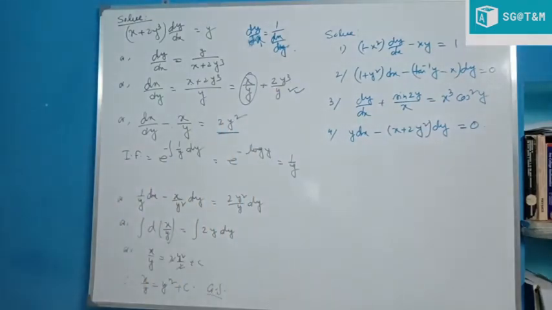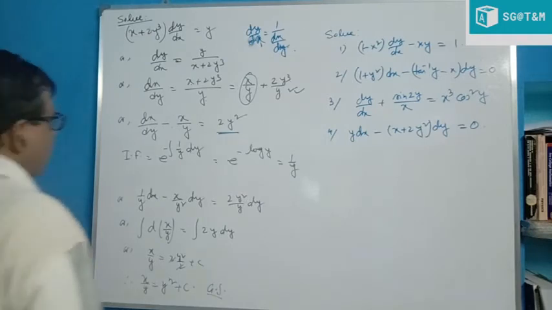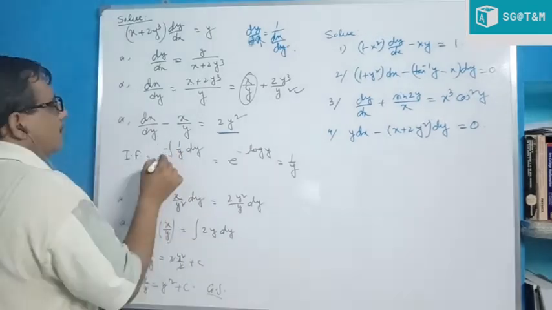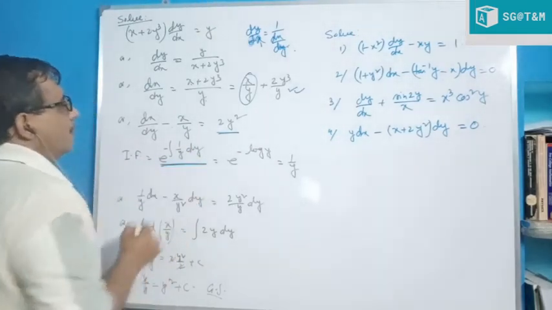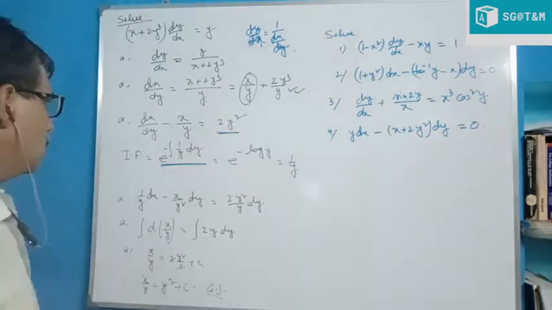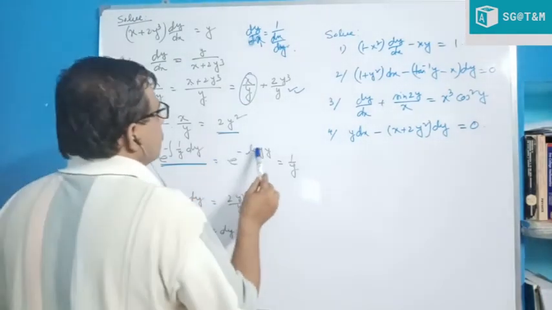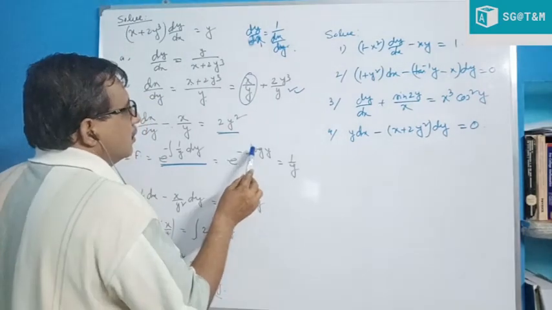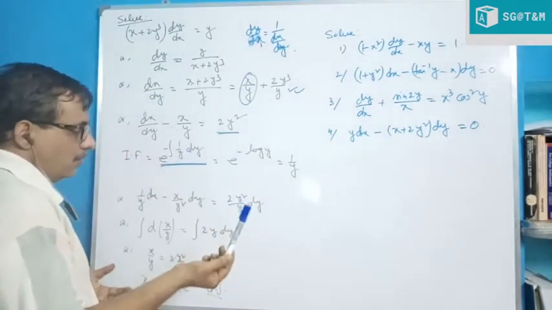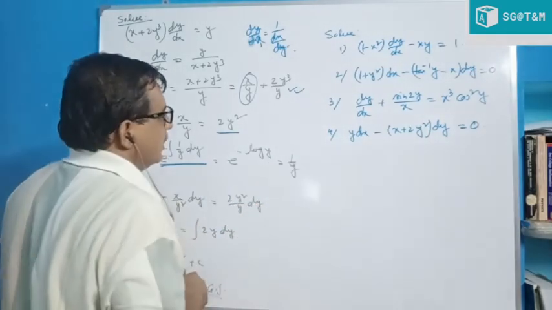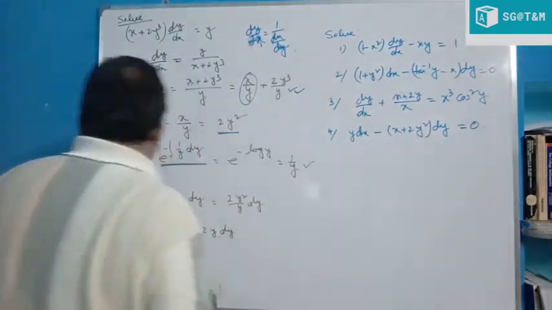So it is a linear equation in x, not in y. So the integrating factor will be changed. Integrating factor will be e to the power of the integral of minus 1 by y dy, so e to the power minus log y, which means the integrating factor is 1 by y.